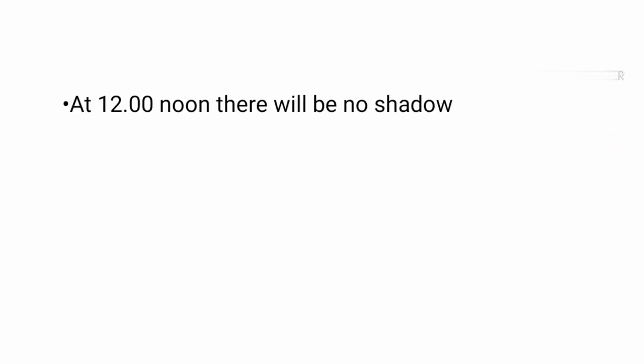And yet another important point to keep in mind is that at 12 o'clock the rays of sun are vertically downwards. So there will be no shadow at 12 o'clock noon. I hope these points are clear to everyone. So let's see some of the problems based on this topic.